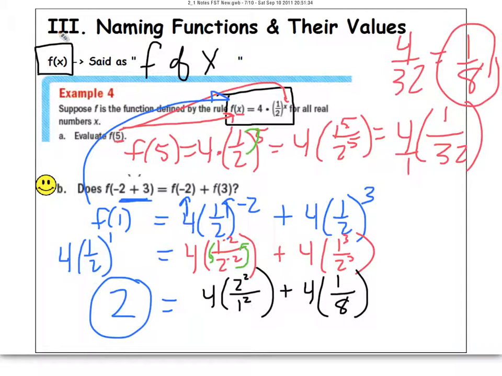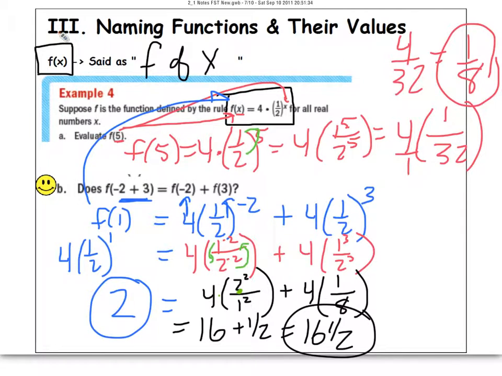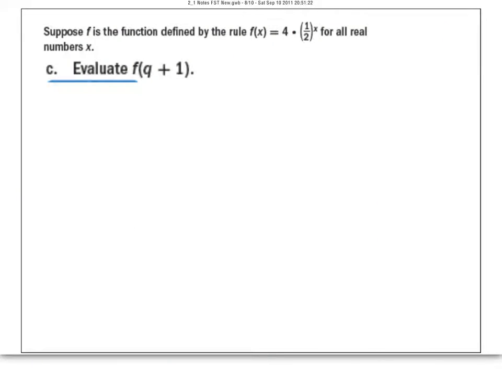Now, if we continue the simplification, 2 squared is 4. 4 times 4 is going to be 16. So it'll be 16 over here. 4 times 1/8 will just get to 1/2. So it's going to be 16 and 1/2. Clearly, these two are not the same answers. Okay, this one is still using the same function, but this time they want us to put a binomial expression in for x.